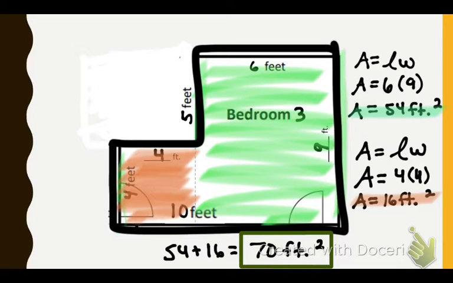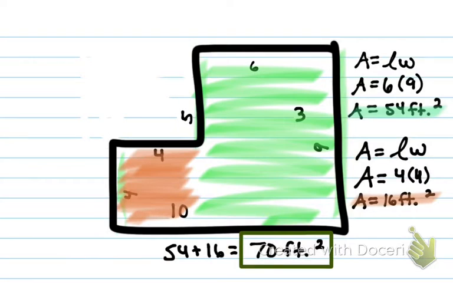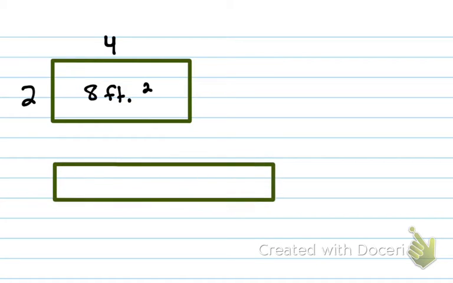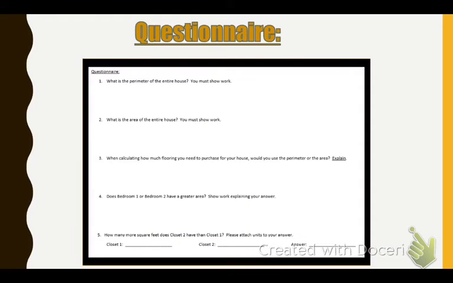Okay. Now, in most cases of the bedrooms that we're going to have today, you're just going to have something that looks like this. Let's imagine that this was 2 by 4. What's the area of that? 8 feet squared. How'd you find that? Multiply 2 by 4. Let's imagine now that it is more like this. 1 by 6. How many feet squared is that? 6 feet squared. So most of the rooms are going to look like a rectangle. There's going to be a couple that won't look like that.